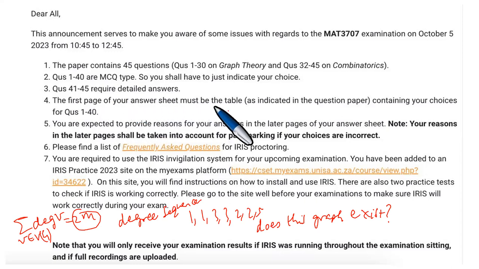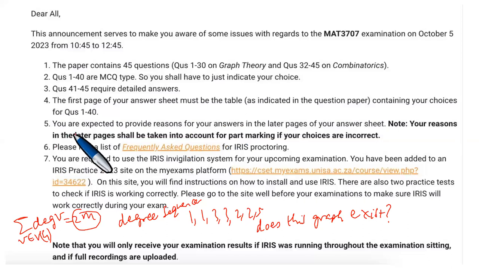The first page of your answer sheet must be the table as indicated in the question paper, containing your choices for questions 1 to 40. Just look at this. They did not set the marks. I'm not seeing the weightings yet. But looking at questions 1 to 40, MCQ is a perfect chance to get them right. If they have the right weighting, then you can do those and almost pass. You're expected to provide reasons for your answers in the later pages of your answer sheet.